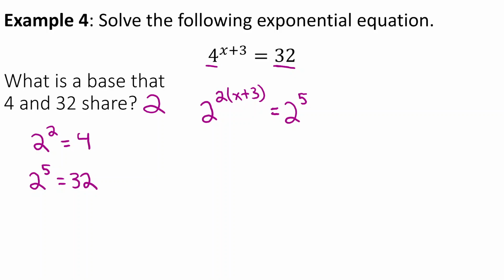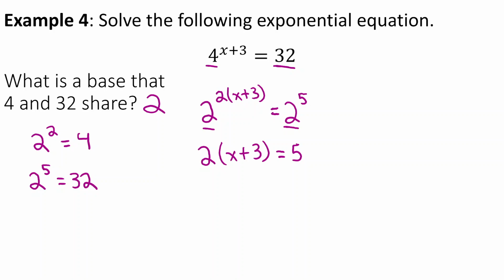Just to clarify, if your exponent is a binomial or trinomial, you would do that too. In this case, it's a binomial, so it would be 2 raised to the 2 times x plus 3. On the right side, it's just a standard 5. Since the bases are already equal to each other, we can set the exponents equal to each other. So 2 times the quantity of x plus 3 is equal to 5.